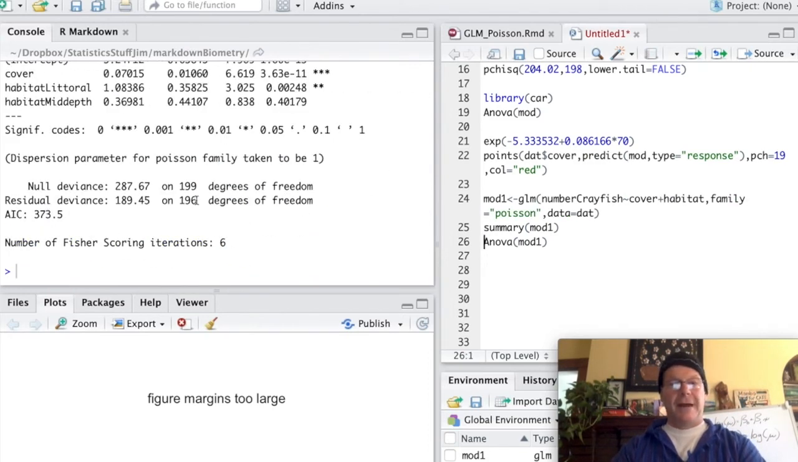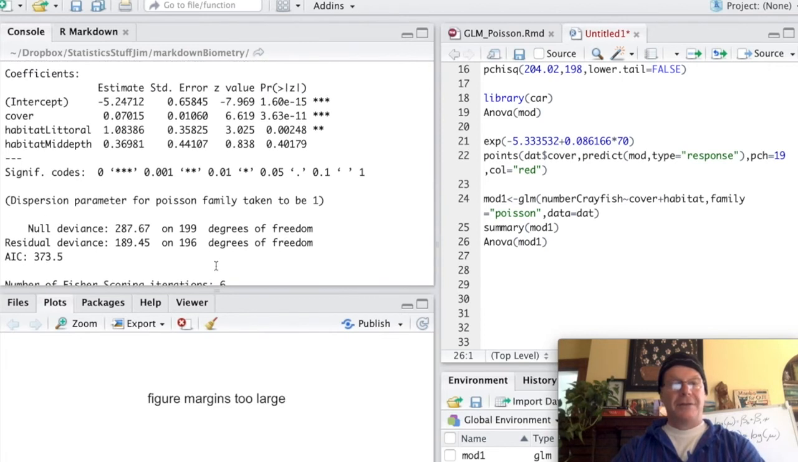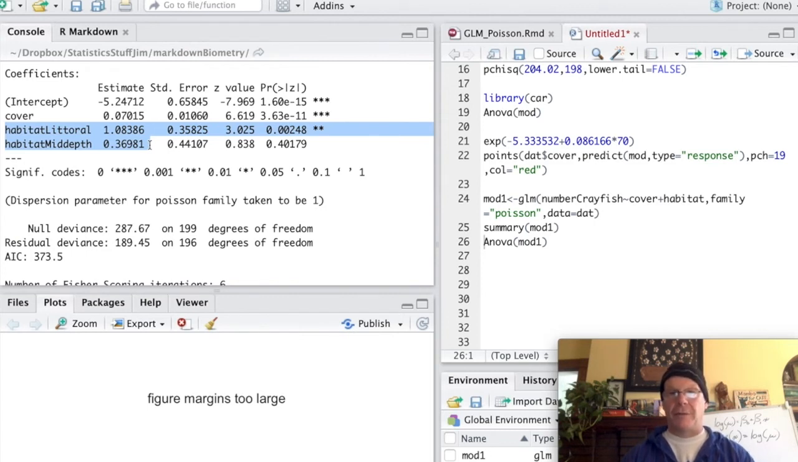Okay, now we have a model where there is no interaction term. We have a parameter estimate for cover. We also have parameter estimates for the littoral and the mid-depth, and everything is going to be relative to benthos, right? Because the same kind of dummy coding that we've done before is happening here. Alphabetically speaking, benthic environments come first, so benthos becomes the first factor level, and everything is going to be measured against that first factor level.